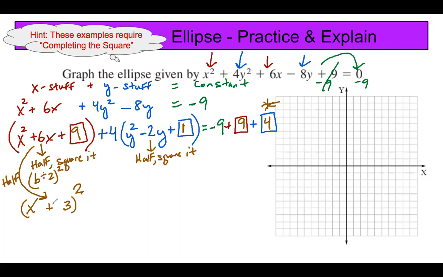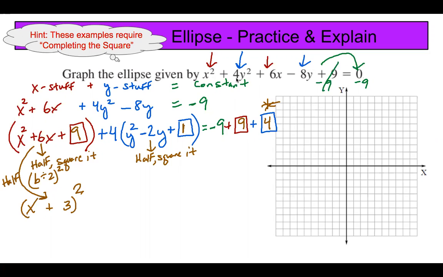Okay? And you think, how can this be? I challenge you, take x plus 3 times itself, FOIL, you will get right back to this trinomial, x squared plus 6x plus 9, I promise. These are fair trades, okay, nicknames for the same amount. All right, so that is the x stuff.